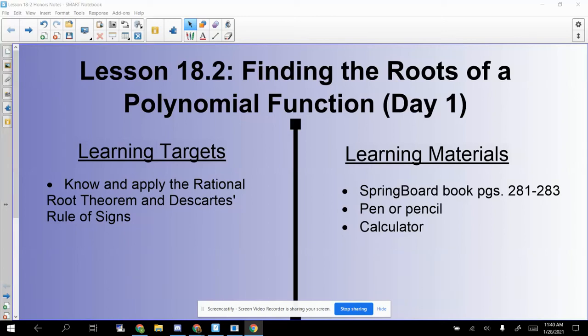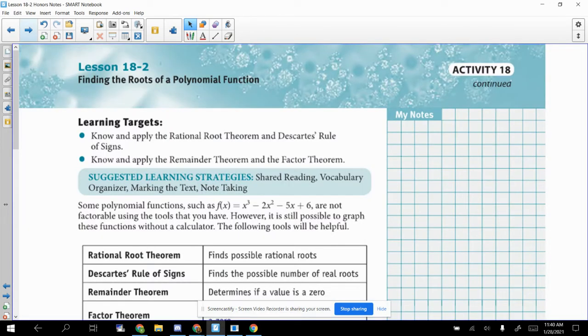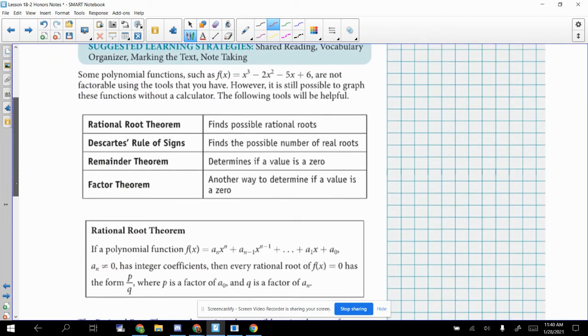Hi guys, welcome back to lesson 18.2, finding the roots of a polynomial function. We are going to split this into 2 days. So the learning materials you will need is your Springboard book, pages 281 to 283, a pen or a pencil, and your calculator. Today we are just going to focus on the first part of this lesson, which is to know and apply the rational root theorem and Descartes' rule of signs. Okay, so let's get started.